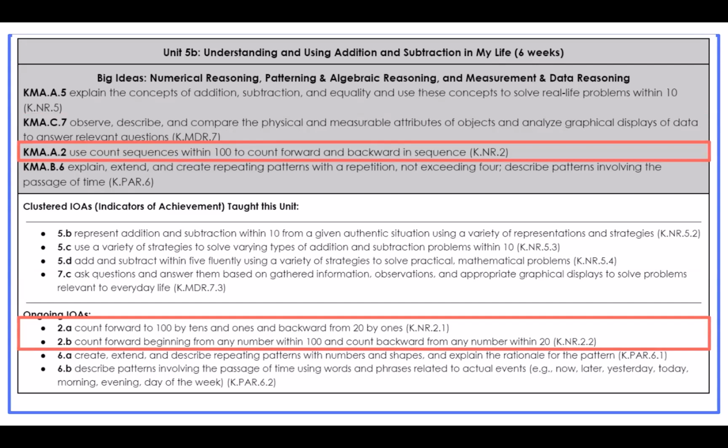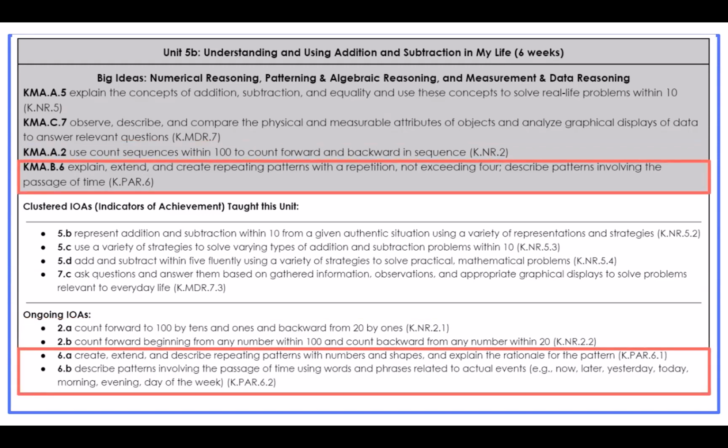AKS 2 is an ongoing AKS which appears in all units. AKS 2 consists of students rote counting forward to 100 by ones. Starting at 10, students will rote count forward by tens to 100. This standard requires students to rote count backwards from 20. Students will also count forward within 100 and backward within 20 from a given number. This is an ongoing AKS which appears in counting routines during the activating strategy. At this point in the year, all learning targets for AKS 2 have been introduced and students are working towards mastery of counting forward and backwards.